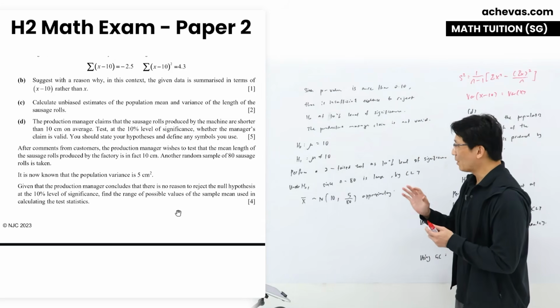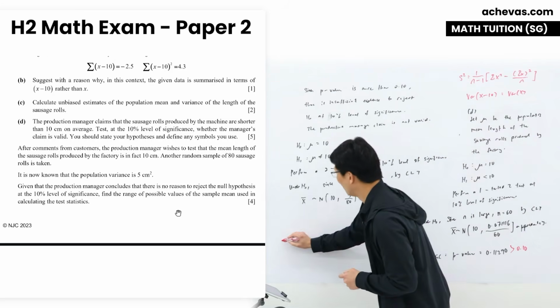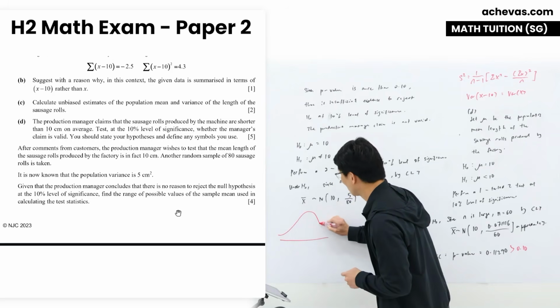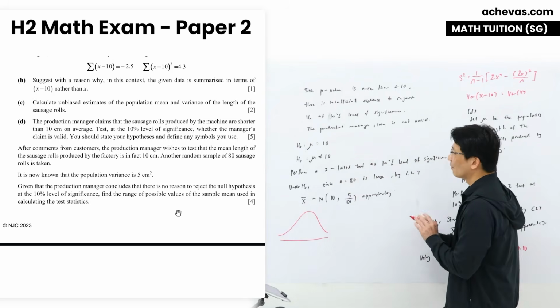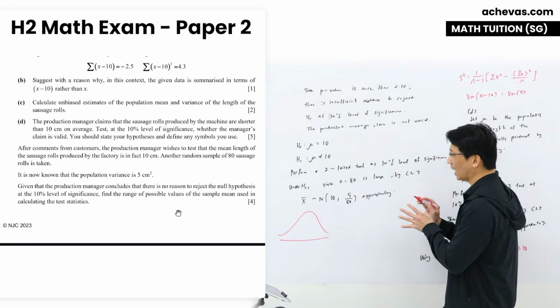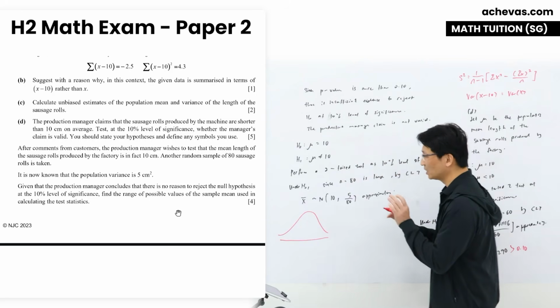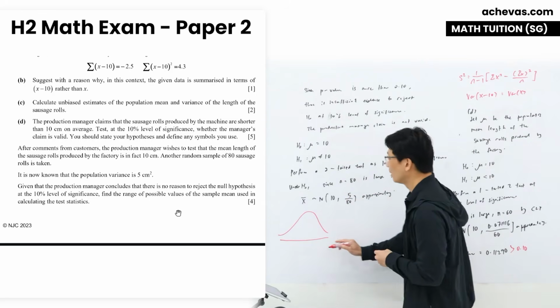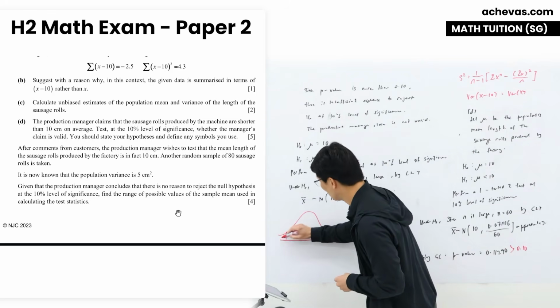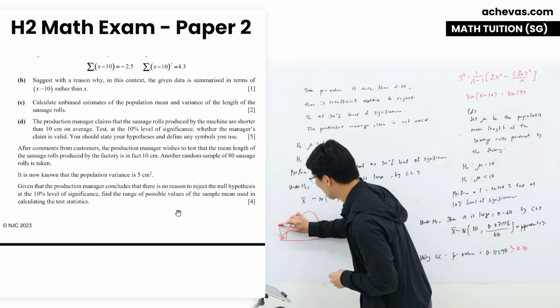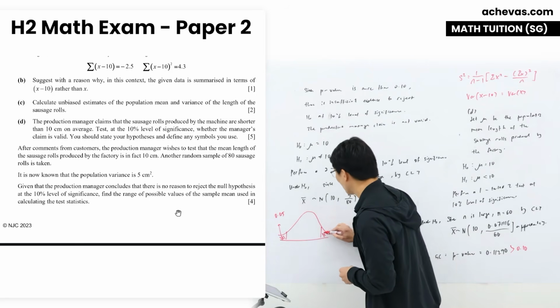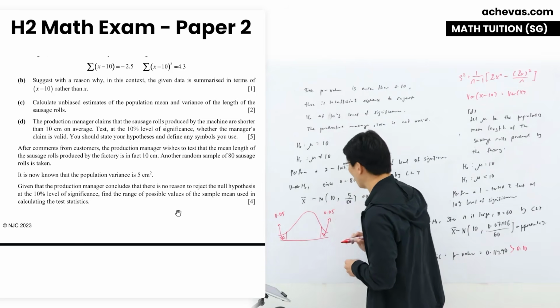In order to do that, we're going to sketch a normal distribution to illustrate the situation here. Because it's a two-tail test, with a 10% level of significance, the 10% is split half-half between the left tail and the right tail. So here is 5%, which is 0.05, and this is 0.05 also.